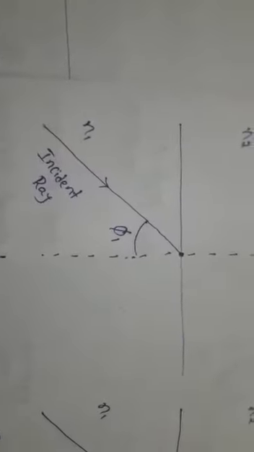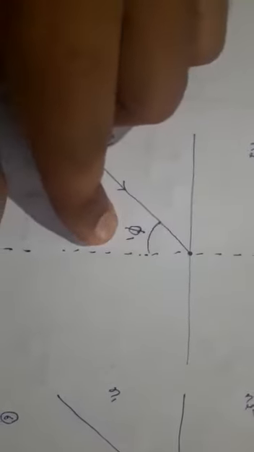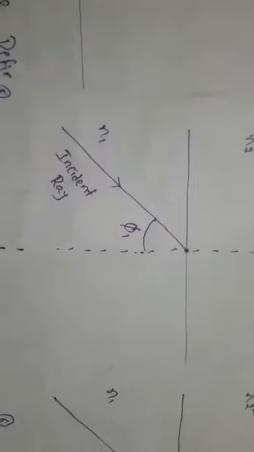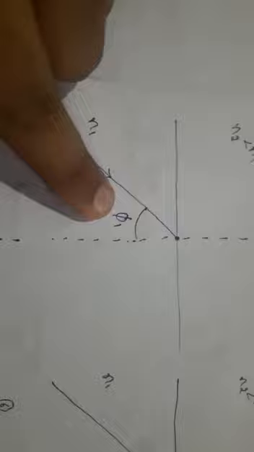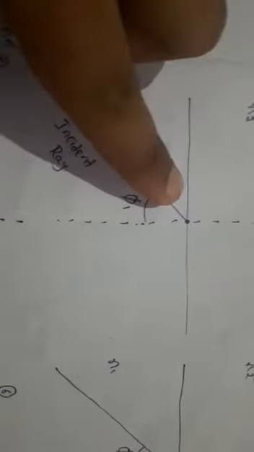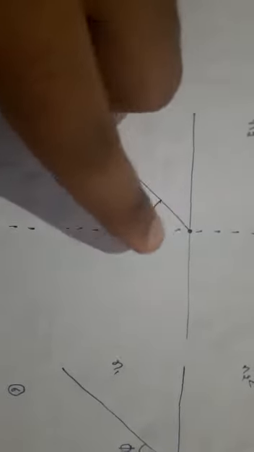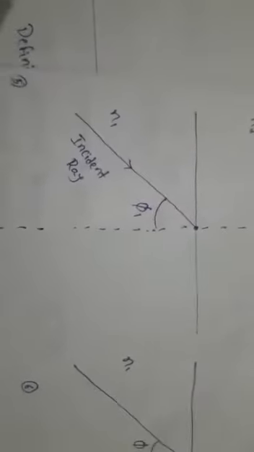So the light wave is applied to the boundary, so it is striking at the normal line at this point, and it is the angle of incidence, phi 1. Phi 1, the angle of incidence, is defined as the angle between the incident ray and the normal line. So this is the third step.